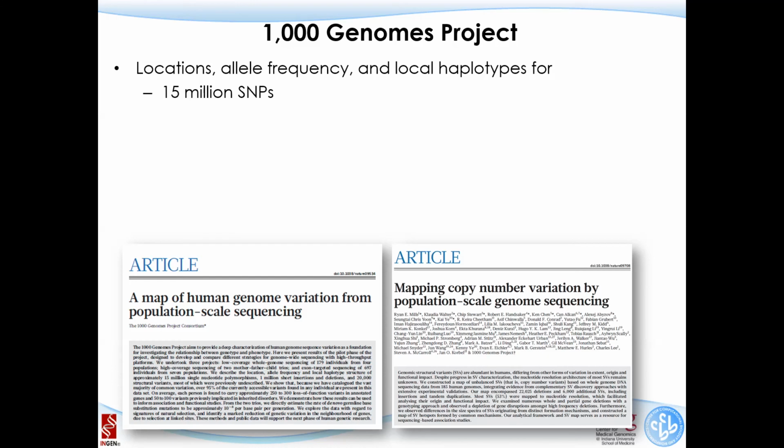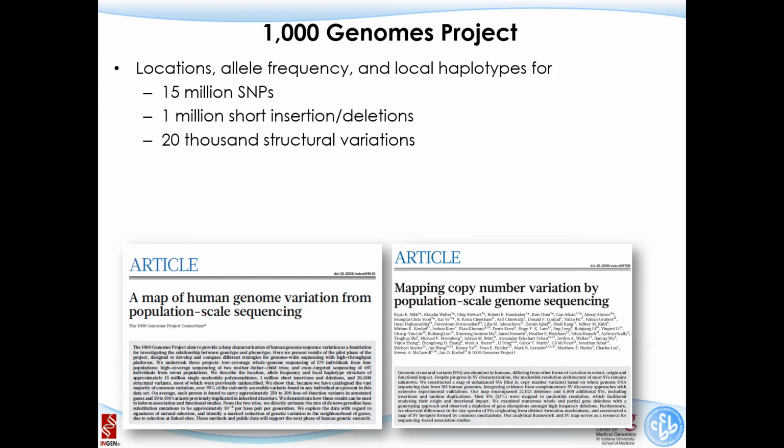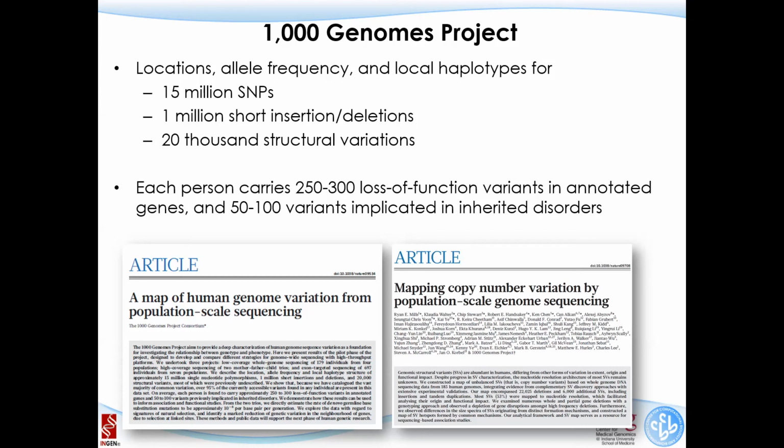And these are a few articles. Basically, they were able to identify many SNPs, many small insertions and deletions, and many structural variations. They also found that each person carries 250 to 300 loss of function variants in annotated genes, and 50 to 100 variants implicated in inherited disorders. Well, you can read all these findings left and right.